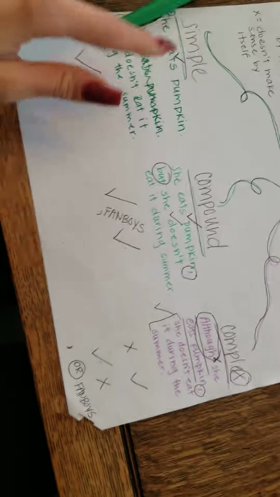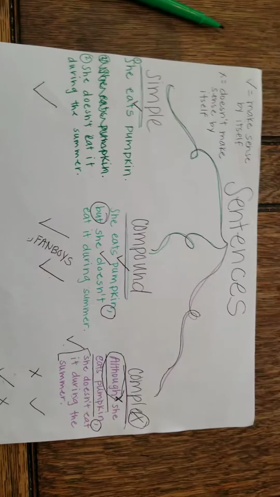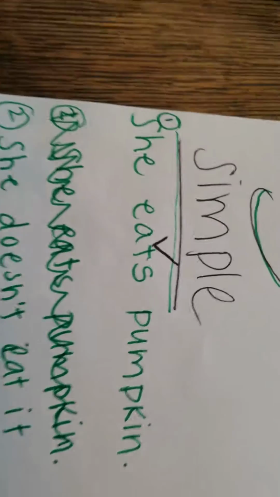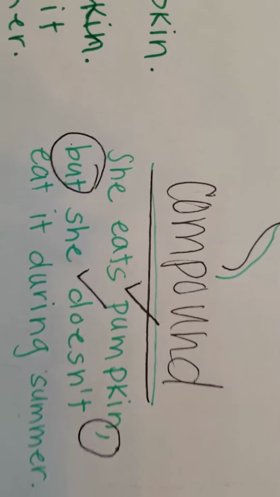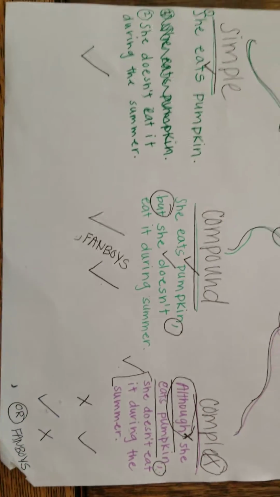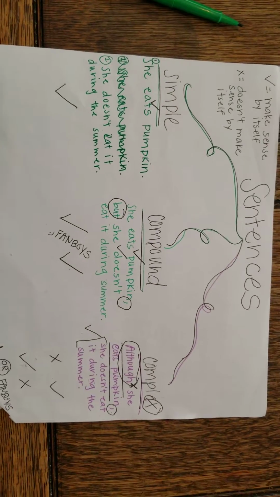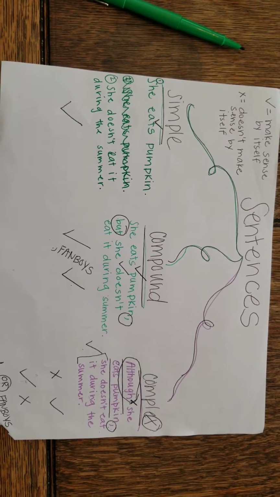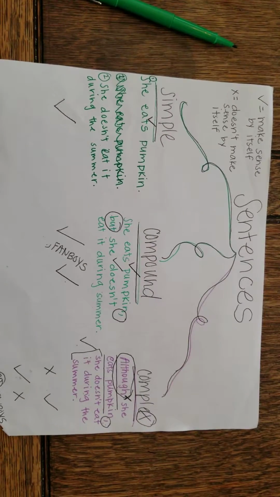Okay? So make sure as a writer that you are changing up how you're writing your sentences. Don't write all simple sentences or don't write all compound sentences. Don't write all complex sentences. Change them up. Challenge yourself to see how many different types of these sentences you can use in your writing. All right, can't wait to read your writing.